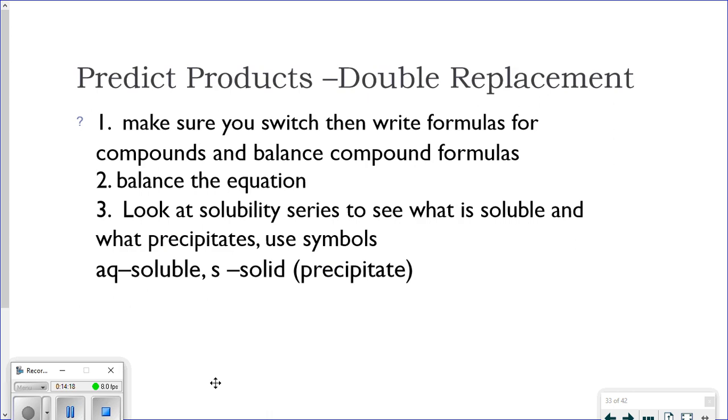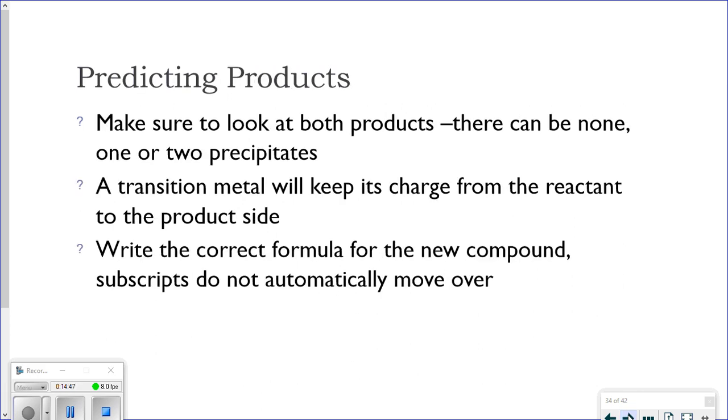So we said whenever you're predicting products for double replacement reactions, make sure you switch those positive ions and then write the formulas for the new compounds by crisscrossing to balance the formula, balance the overall equation, and for double replacement reactions, you want to look at your solubility rules to see what will be a solid and what will be aqueous. And whenever you're looking for aqueous and solid, make sure to look at both products. It may be that both of them are aqueous, one of them's a solid, or both of them are a solid.